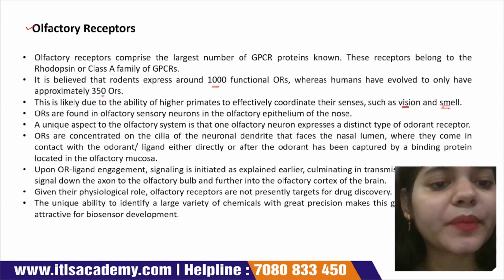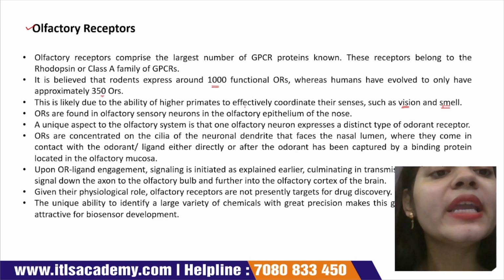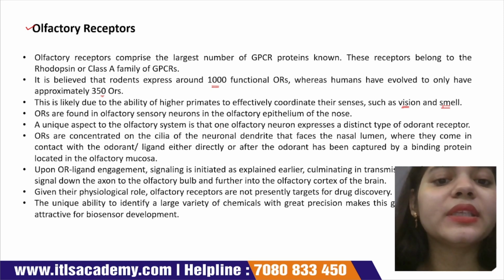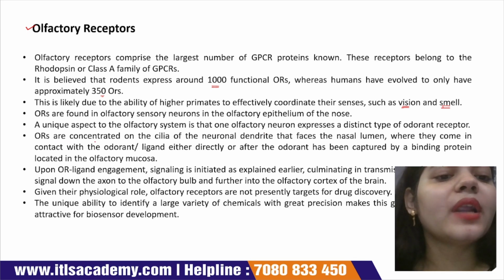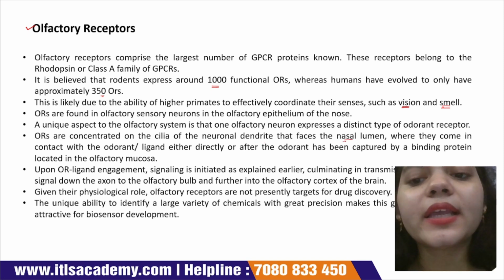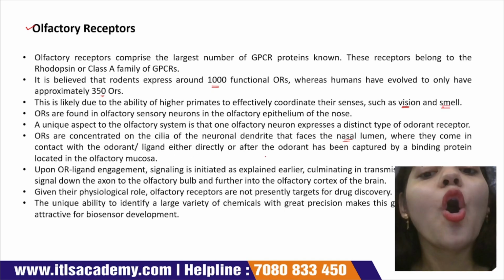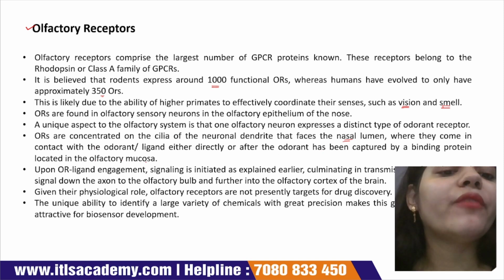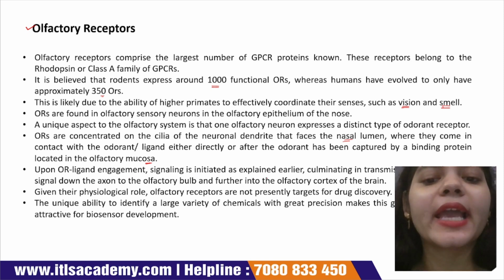These olfactory receptors are present on the olfactory sensory neurons, such as in the olfactory epithelium of the nose. A unique aspect of the olfactory system is that each olfactory neuron expresses one distinct type of olfactory receptor. The receptors are concentrated on the cilia of the neural dendrite that faces the nasal lumen, where they come in contact with the odorant or ligand, either directly or after the odorant has been captured by a binding protein located in the olfactory mucosa. Upon OR ligand engagement, signaling is initiated as explained earlier.